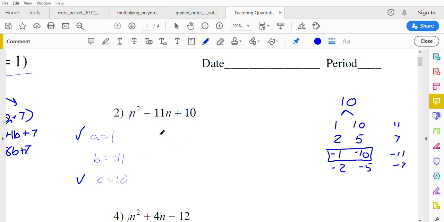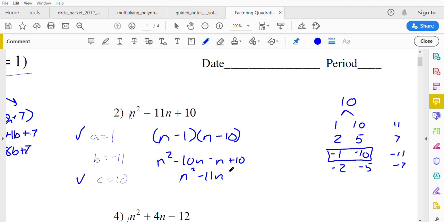Okay. So now let's write this in factored form. I need two sets of parentheses. I'm going to put my variable here, my variable here. Now, my numbers were negative 1 and negative 10, so I'm going to say n minus 1 and n minus 10. If you want to check them, n times n is n squared, n times negative 10 is negative 10n, negative 1 times n is negative n, and negative 1 times negative 10 is positive 10. So this is how you can check.